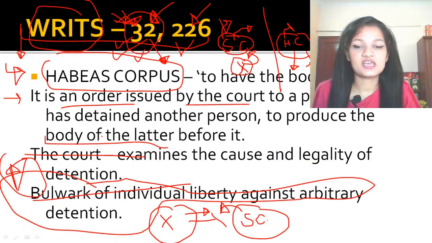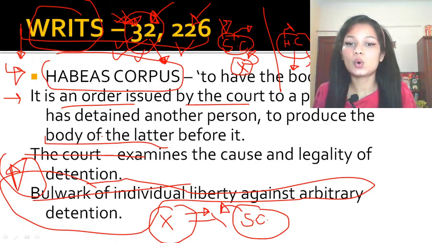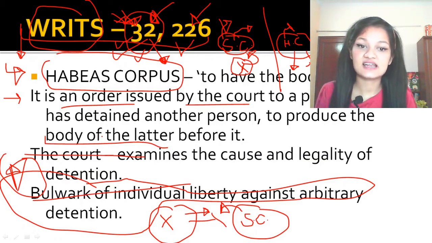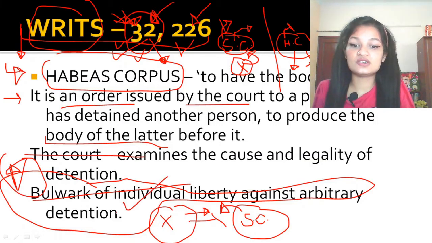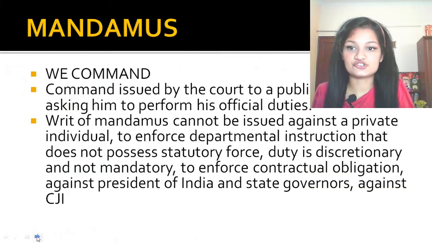So basically, habeas corpus means to have the body of. So a court can simply say that please produce the body of XYZ before us because this person has been detained. That is what it means, and it acts as the bulwark of individual liberty against arbitrary detention.